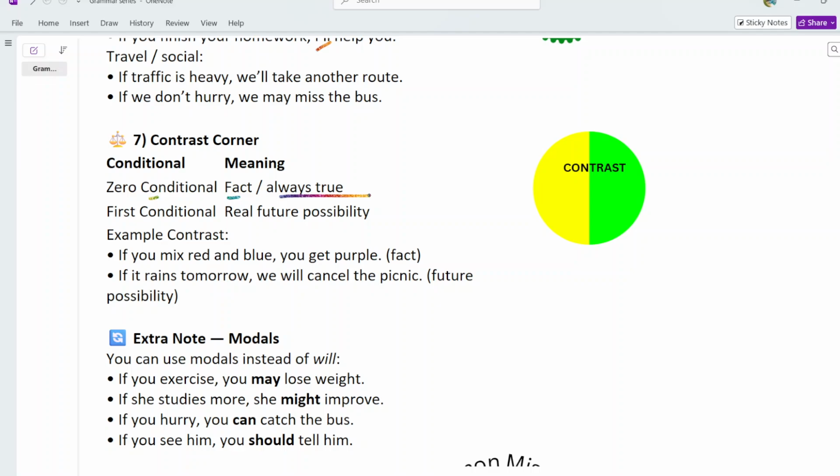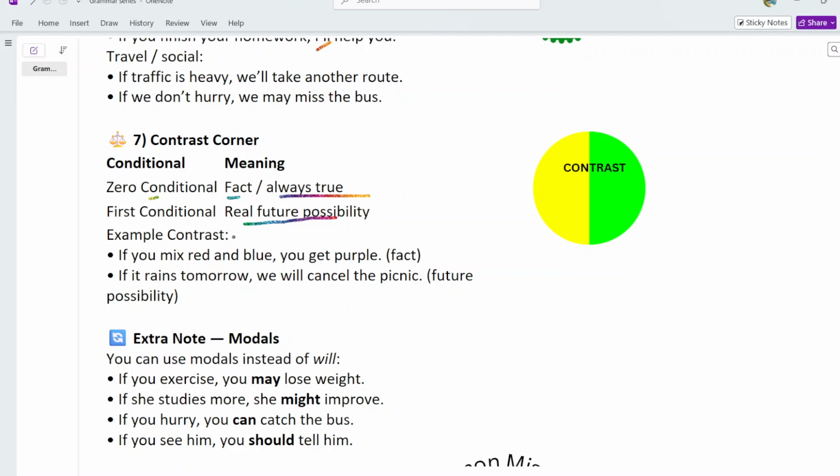Now, the first conditional can be a bit confusing. However, with a lot of practice, you will understand the possibility of not going wrong here. So, the first conditional refers to what? Real future possibility. That's all. That's the basic difference between these two conditionals.